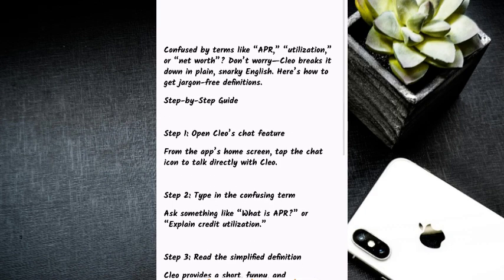Step 1. Open Cleo's chat feature. Now from the app's home screen, you want to tap the chat icon to talk directly with Cleo. Step 2, type in the confusing term. Like you could ask something like, what is APR, or explain credit utilization.